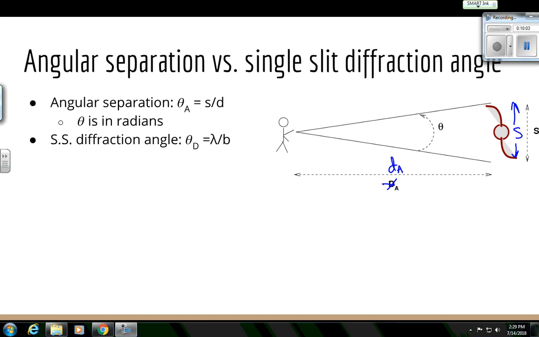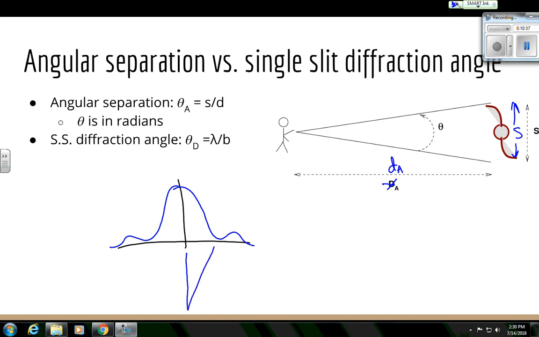Now, when we were talking about single slit diffraction, we had a different angle that we were talking about. And that angle was calculated using wavelength divided by b, which is the width of the opening that the light passed through. And remember, for that angle, we were talking about the angle from the middle of the central maximum to the first dark spot. Let me draw that and show you what I'm talking about. So if this is a graph of the intensity of light versus angle of light passing through a single slit and diffracting, the angle that we calculate using that equation is from the middle of the central maximum to the first dark spot. So basically, the angle of the calculation is half of the width of the central bright spot of the diffraction pattern.